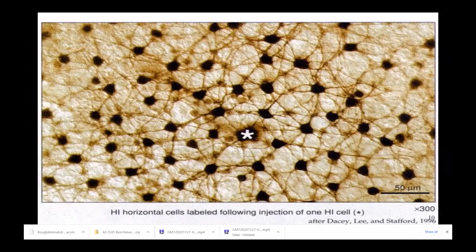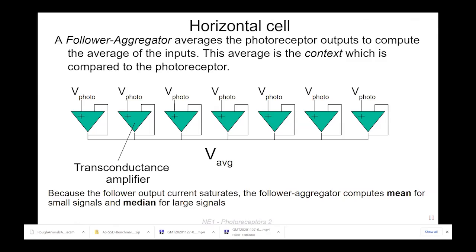So how do you actually implement this horizontal cell using the circuits that you know about? How can you implement a very simple model of this averaging circuit? Well, you know about transconductance amplifiers, right? So what if we do this? We take the photoreceptors and hook each of them up to a follower integrator, just like you did, and then we wire up all the follower integrator outputs together. This is called a follower aggregator, and it averages the photoreceptor outputs to compute the average of the inputs. This average is the context which is compared to the photoreceptor.